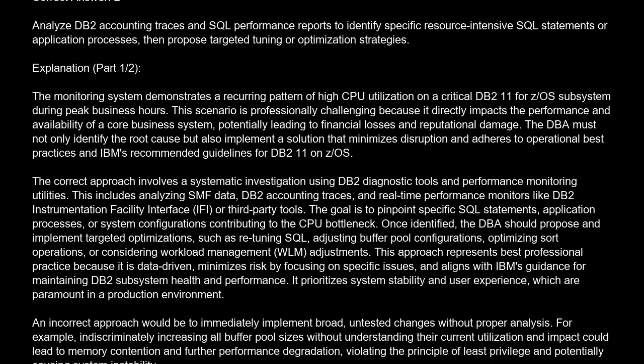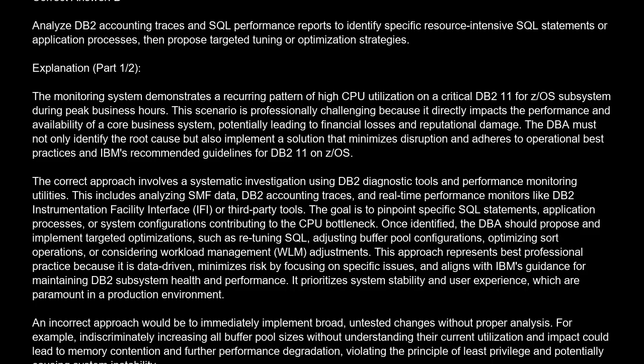The correct answer is B. Analyze DB2 accounting traces and SQL performance reports to identify specific resource-intensive SQL statements or application processes, then propose targeted tuning or optimization strategies. Explanation.